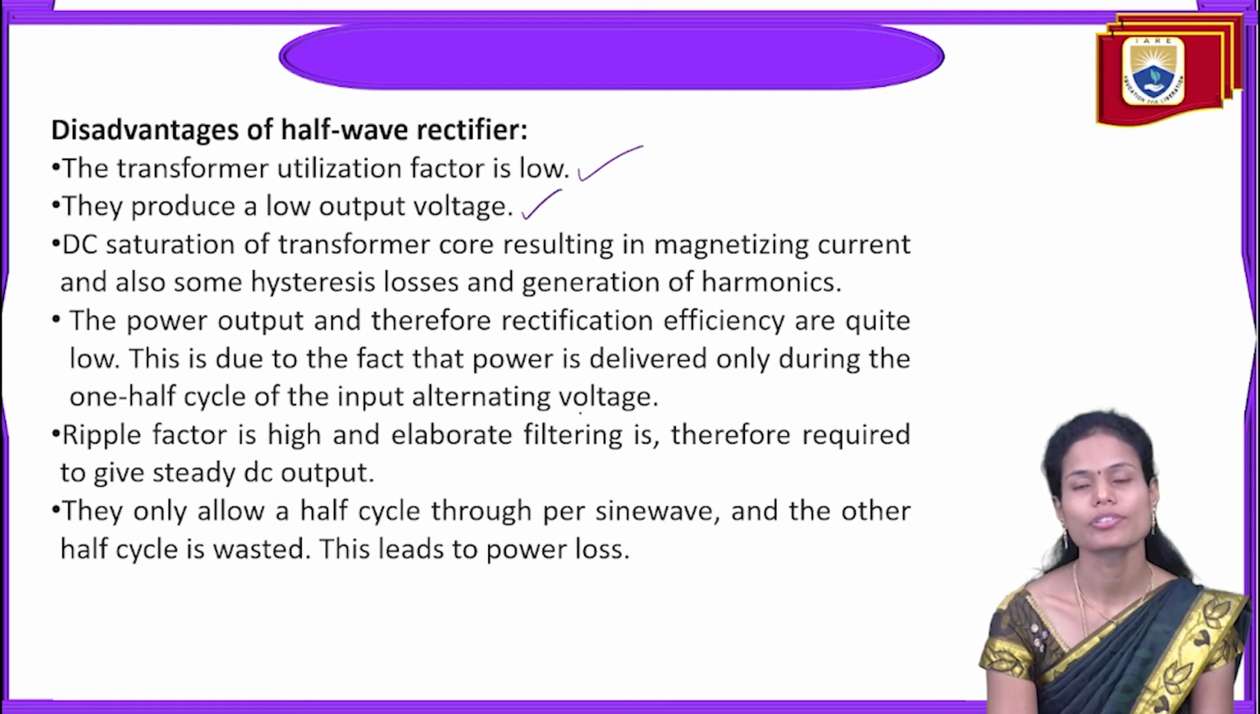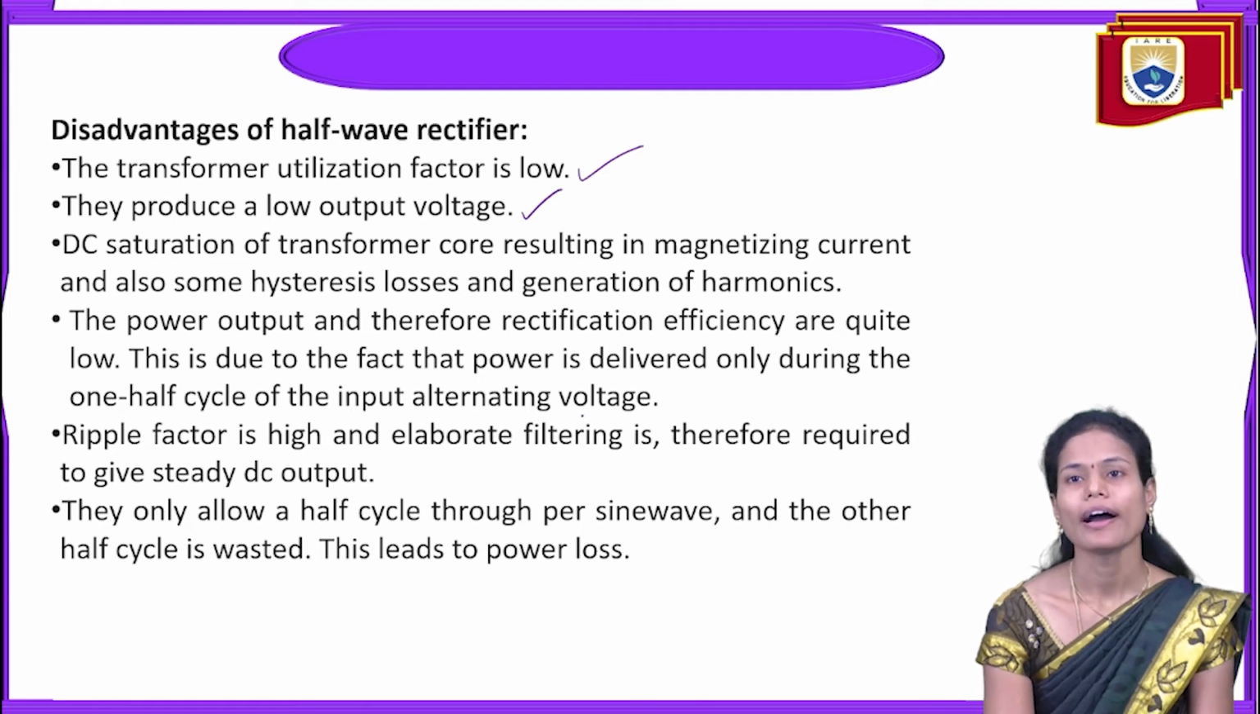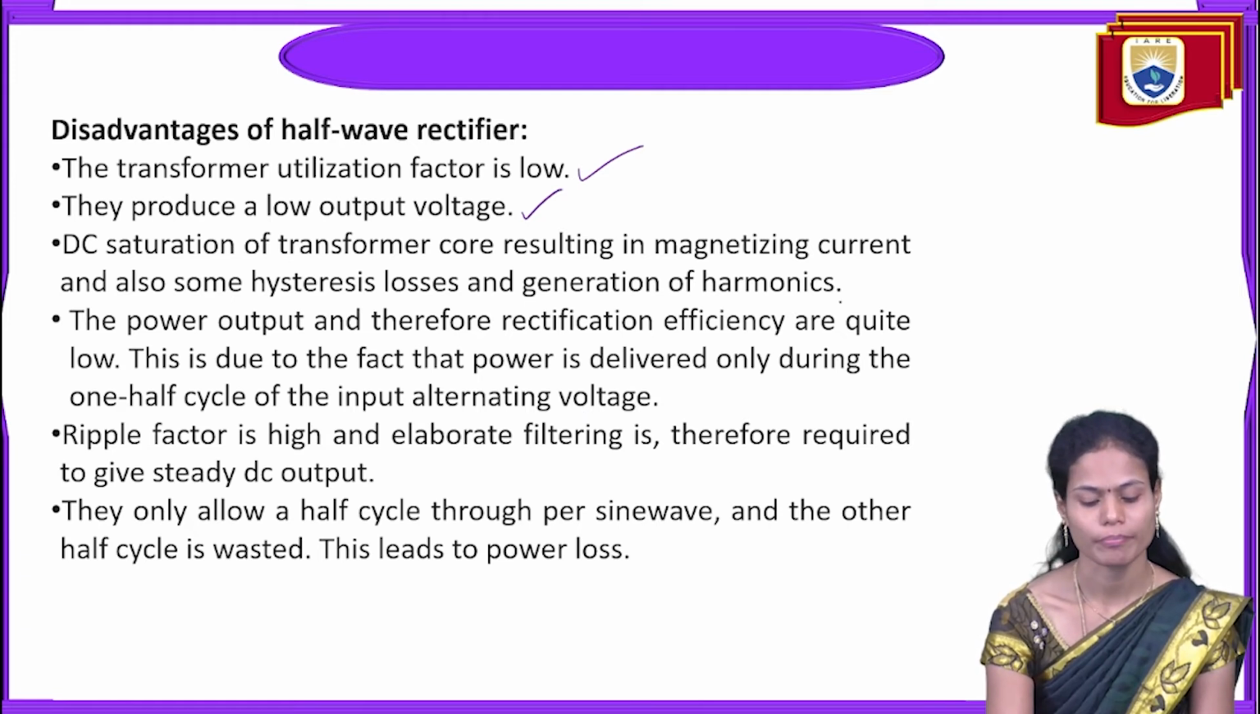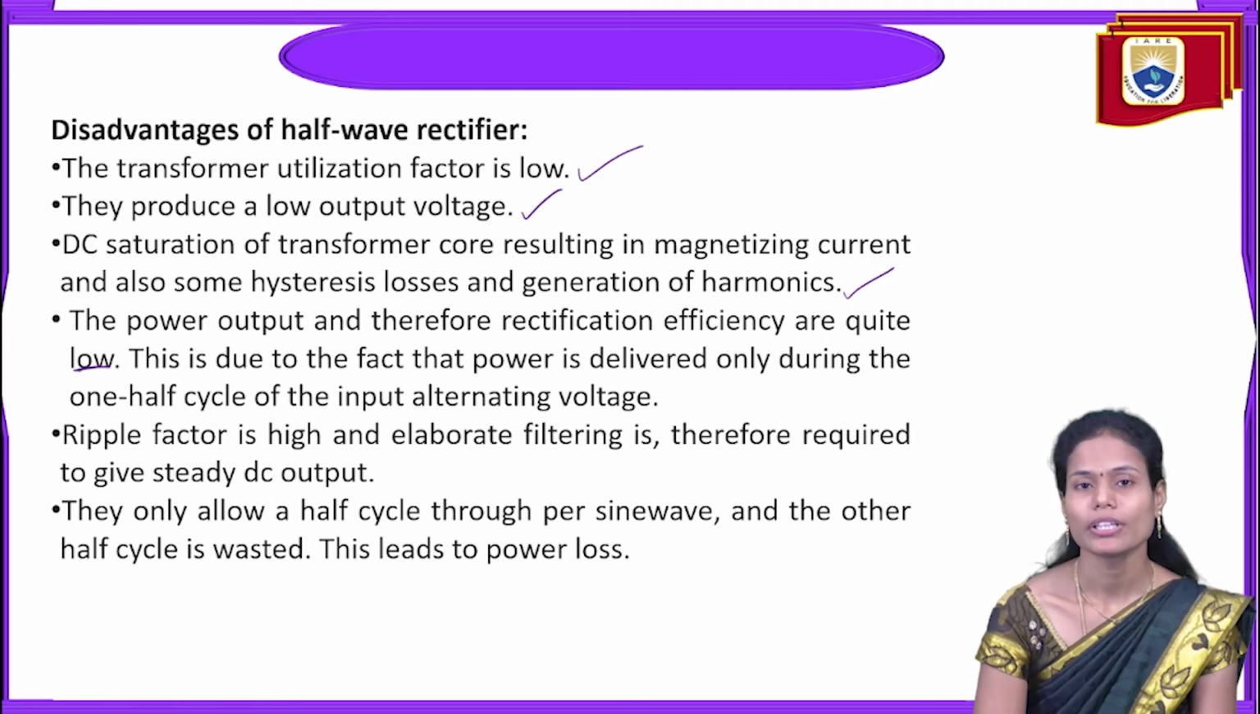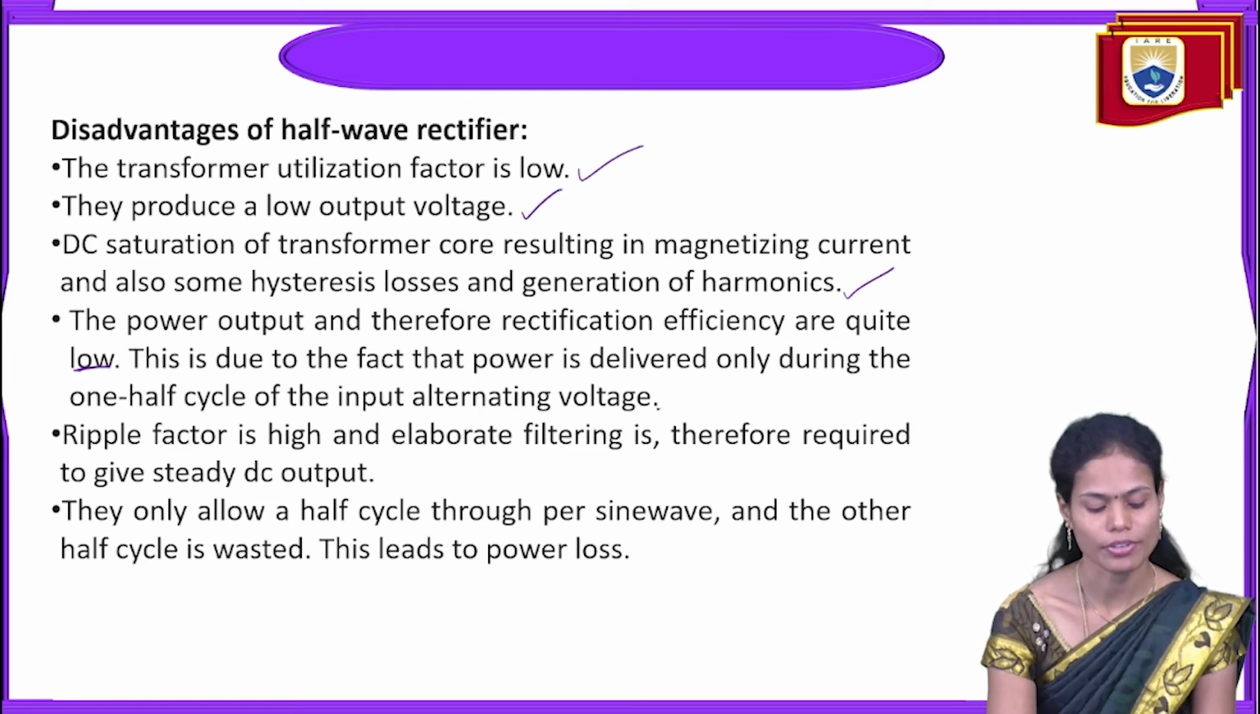And there is DC saturation of the transformer core, resulting in magnetizing current and also some hysteresis losses and generation of harmonics here. The output power as well as efficiency are quite low here, only 40% efficiency is provided. And why are we getting very little power? Because power is delivered to the load only during the half cycle of the applied input signal. So because of that reason we are getting very less efficiency.